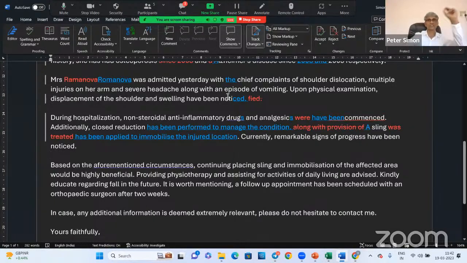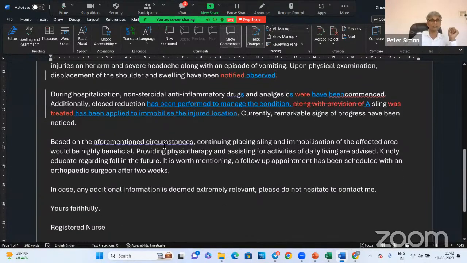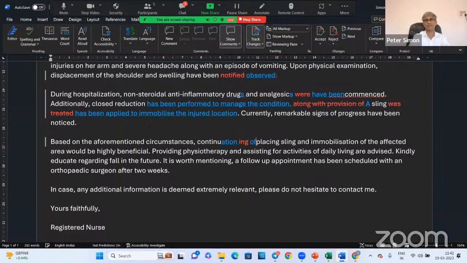So here we already use noticed, so here we'll change it to observed. Fine. Based on the aforementioned circumstances, continuation of placing the sling and immobilization of the affected area would be highly beneficial. Good. This is a good sentence.